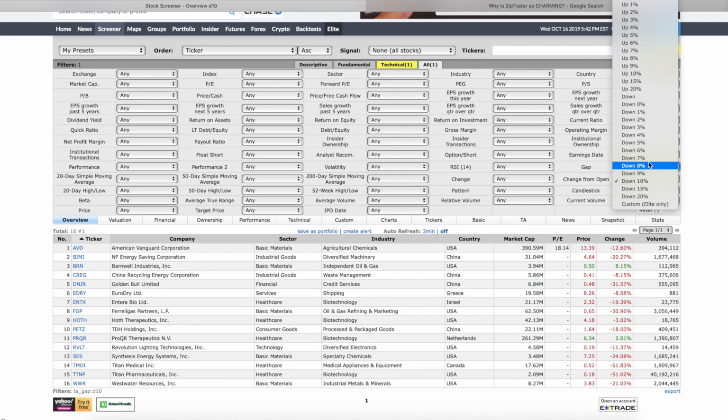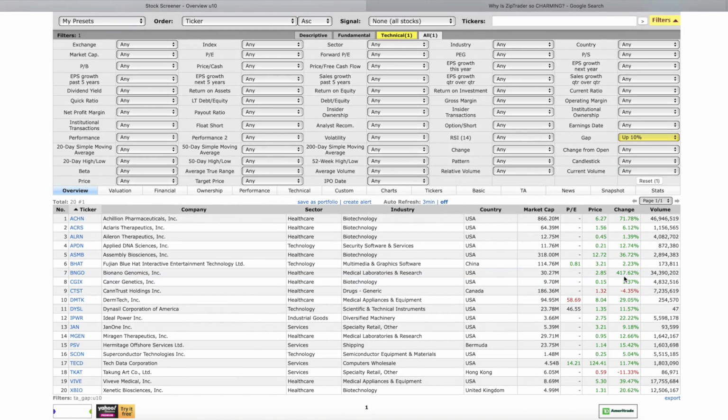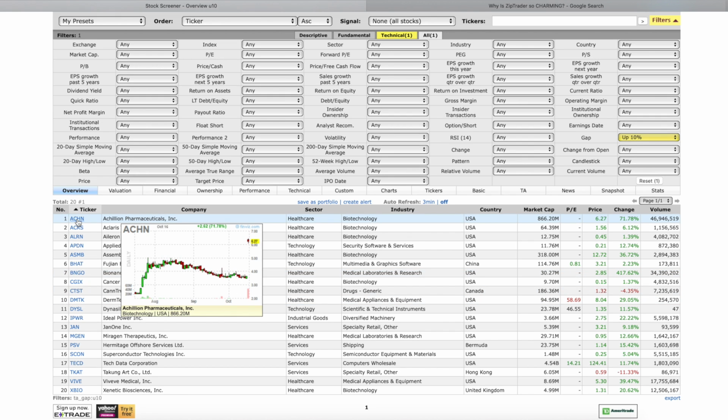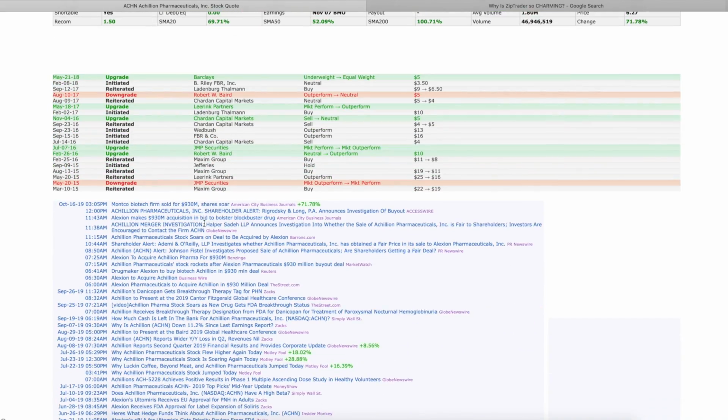Another one that we like, you can also find gap ups, by the way. Stocks that have just gapped up massively. Look, this guy went up 417% today. This one went up 71%, right? So why did it go 71% up? Well, you could look into it and dive into the details and dive into the news that's coming out.